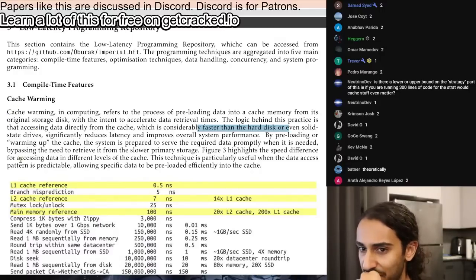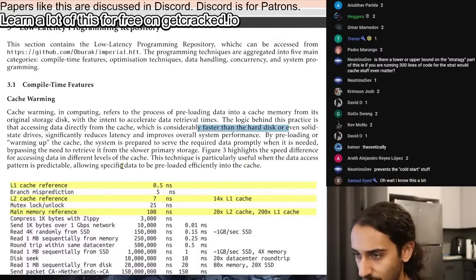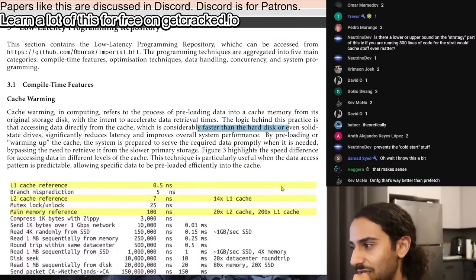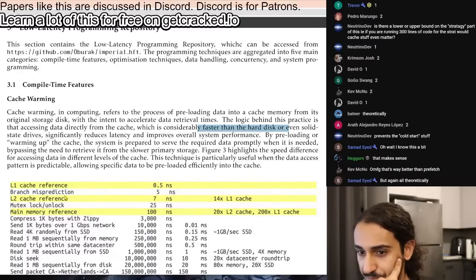Figure 3 highlights the speed differences for accessing cache data and different levels of cache. This technique is particularly useful when the data access pattern is predictable, allowing specific data to be preloaded efficiently into cache. Okay, look at how much of a difference it makes.